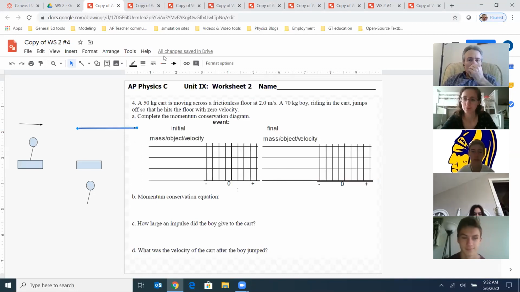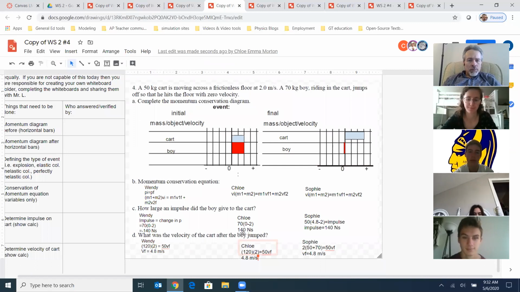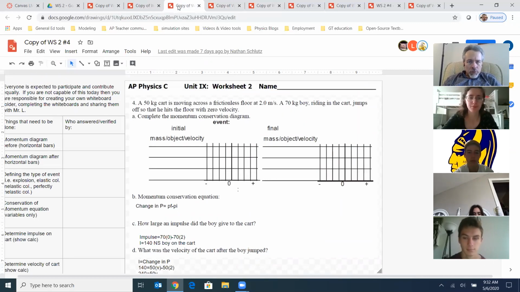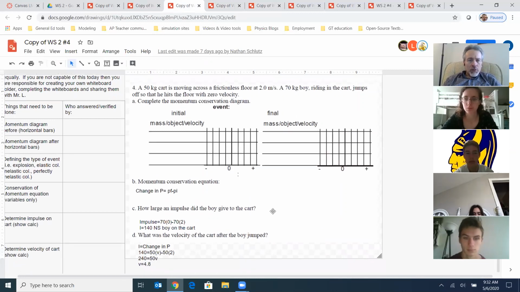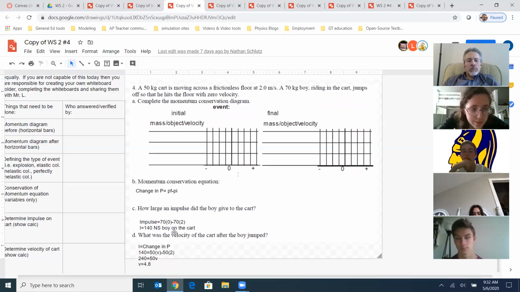Okay. So I'm just going to pick one group at random and look at what they got here. So for their conservation of momentum part B, they said the change in momentum is equal to PF minus PI. And so that should be equal to 0. And so that PF equals PI. Nice. And then they figured out the impulse by doing 70 times 0 minus 70 times 2, because that's the change in momentum of the boy, which should be the same as the change in momentum of the cart. And it says how large, so you don't have to worry about direction.